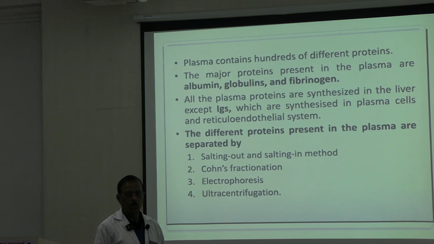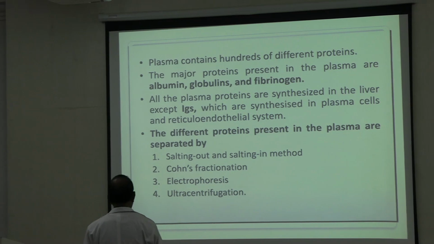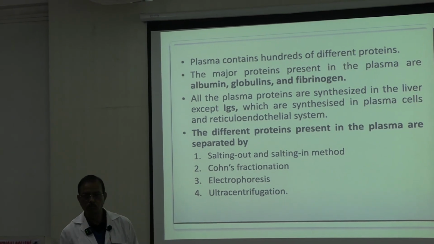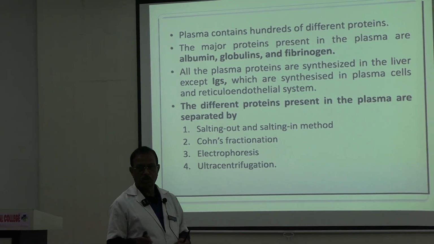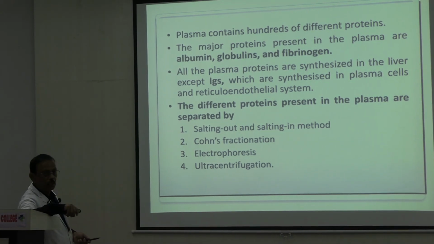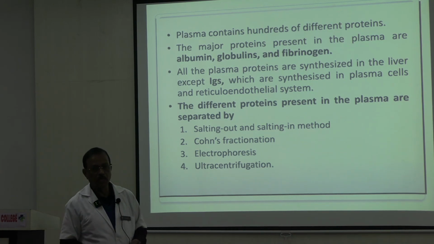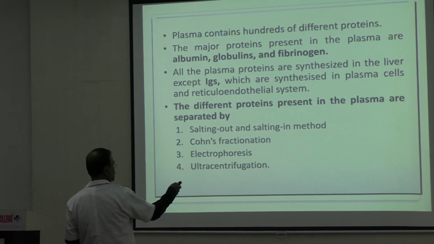So, whether it is plasma or serum, it contains a lot of different proteins. Now, all the things we may not need in this stage of our MBBS. The important things we need are albumin, globulin, fibrinogen. We will have a discussion on that. All the plasma proteins are synthesized in the liver except immunoglobulins. They are synthesized in the reticuloendothelial system and plasma cells.